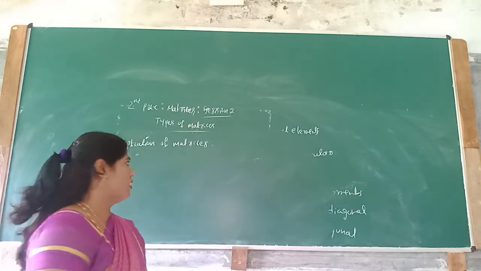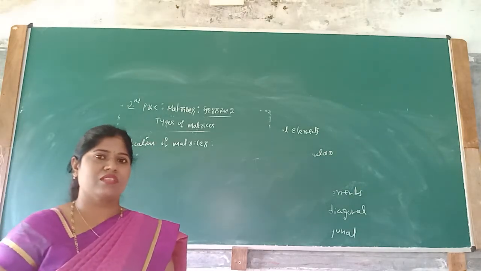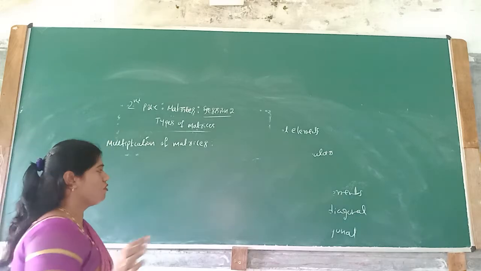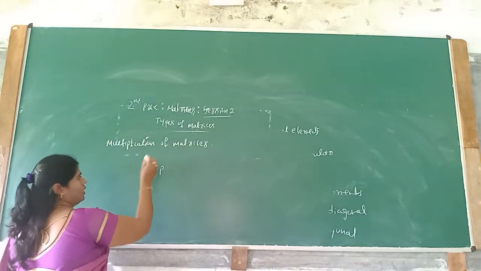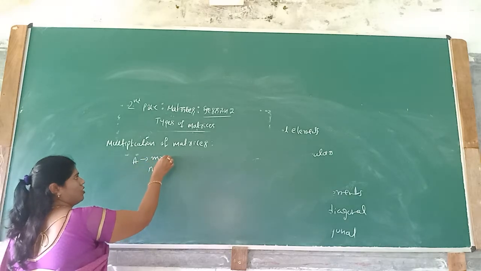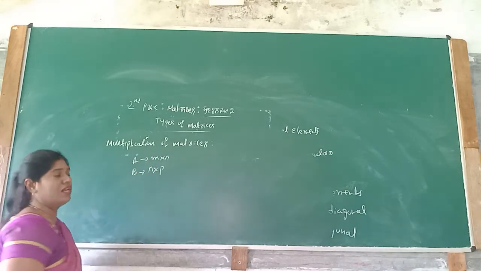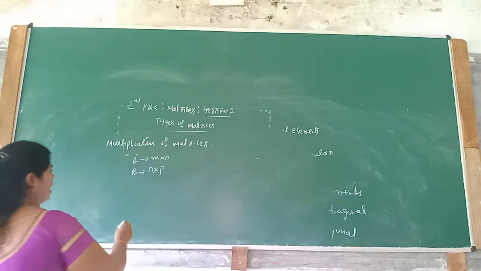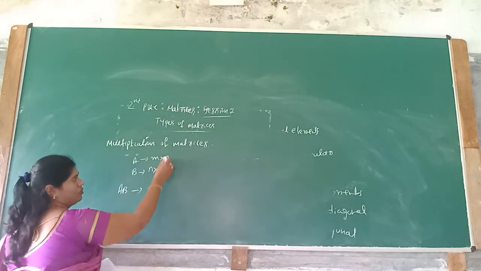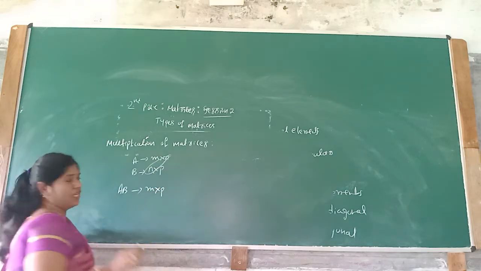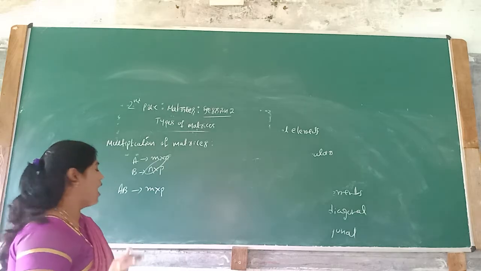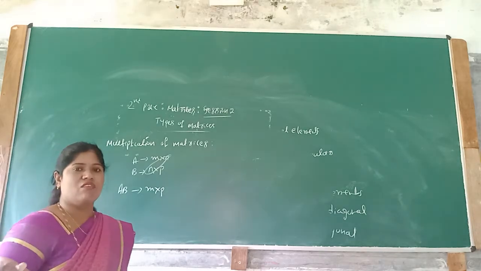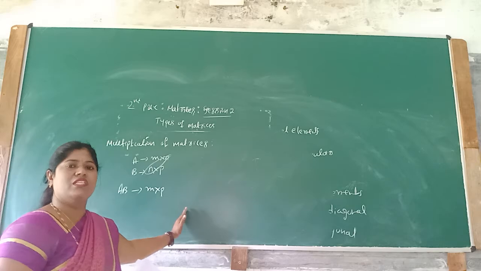Okay, multiplication of matrices. If A is a matrix of order m cross n and B is a matrix of order n cross p, then AB is defined and is of order m cross p. Then only is the matrix AB going to be defined.